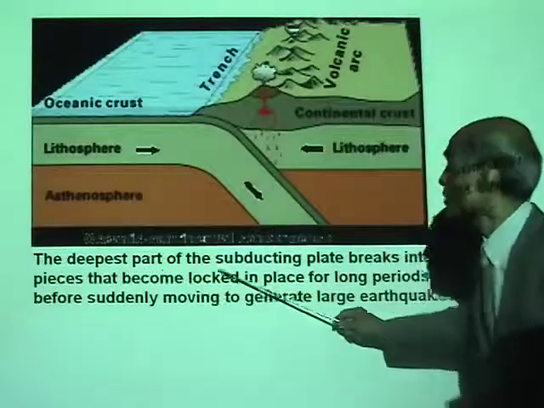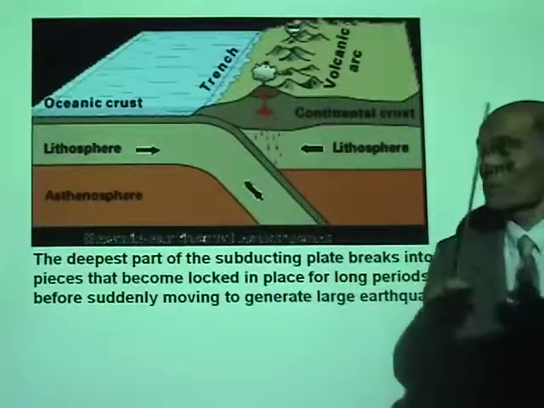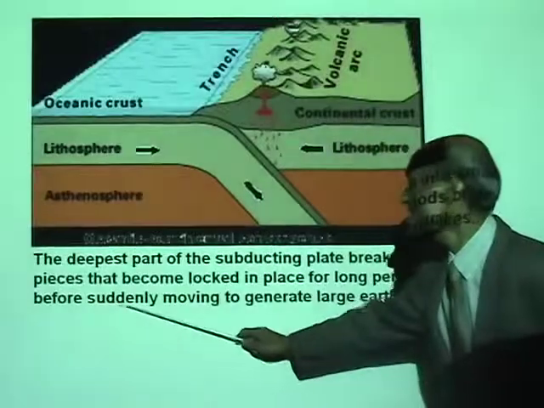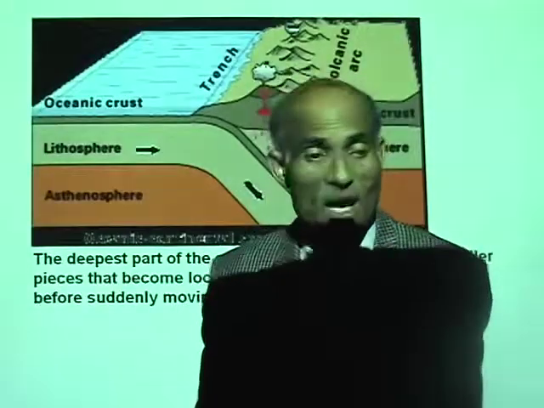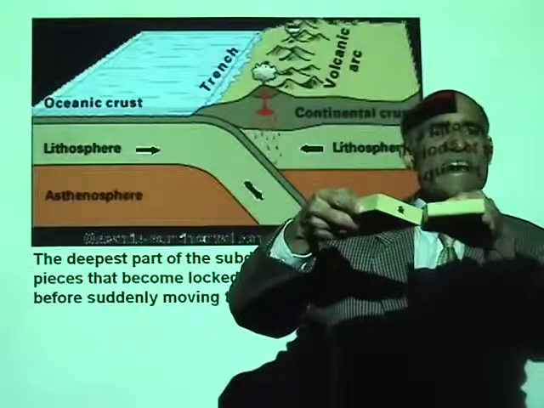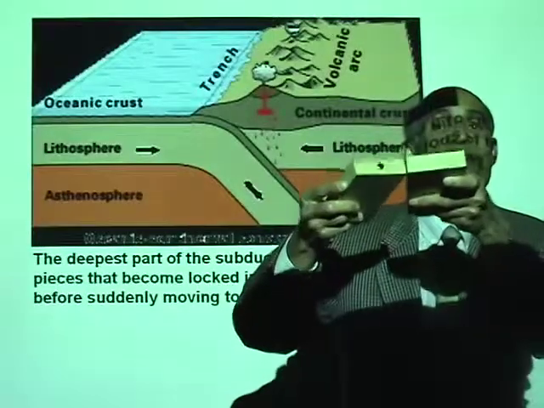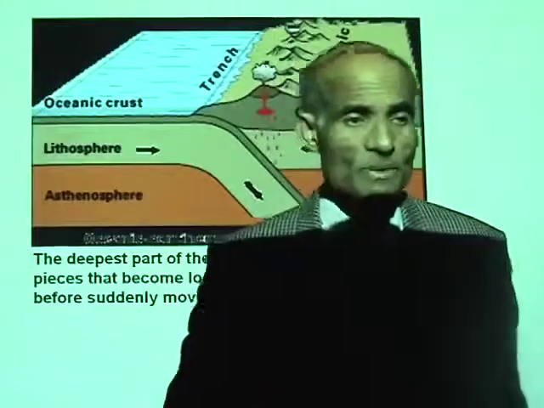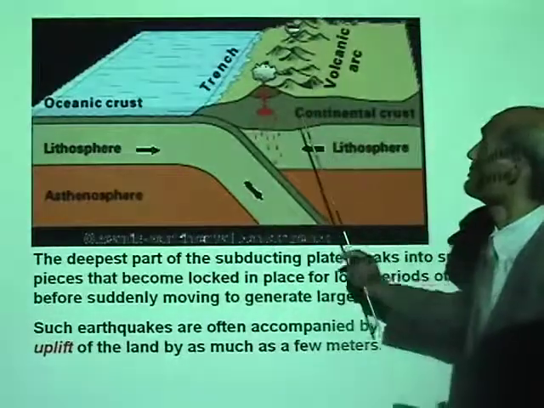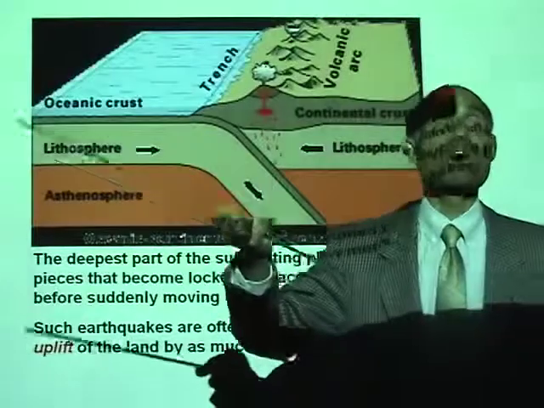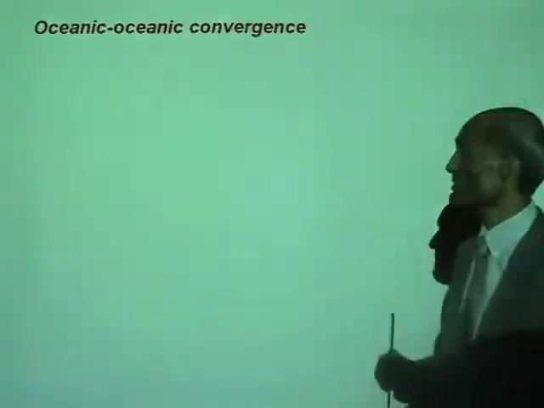Alright, the deepest part of the subducting plate breaks into small pieces that become locked in place for a long period of time, but suddenly sometimes it can move, generating large earthquakes. So these pieces that are broken will probably remain silent for a long period of time, but suddenly they can create a jerk, and that is what creates most of the earthquakes. So such earthquakes are often accompanied by more uplift. That means the mountain ranges are actually growing. In most places, the mountain ranges, the Andes, are still growing because of this activity.